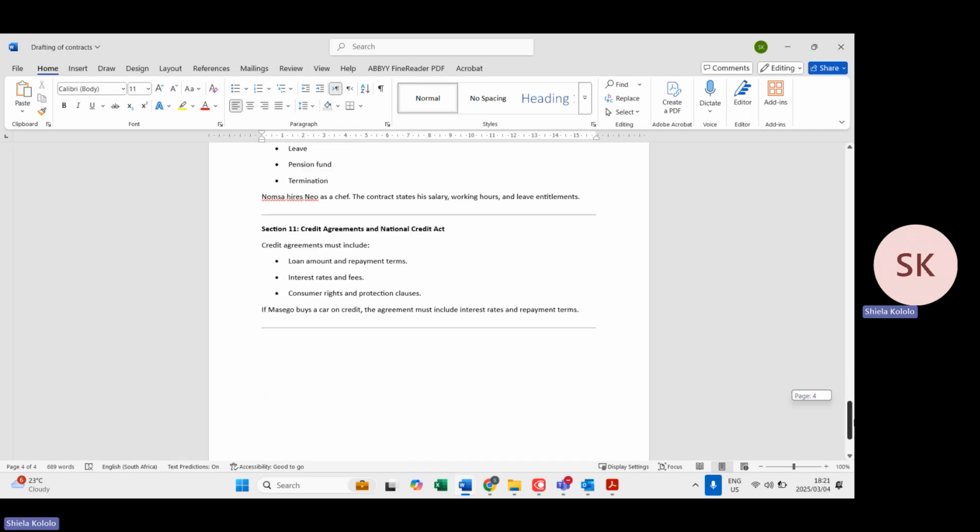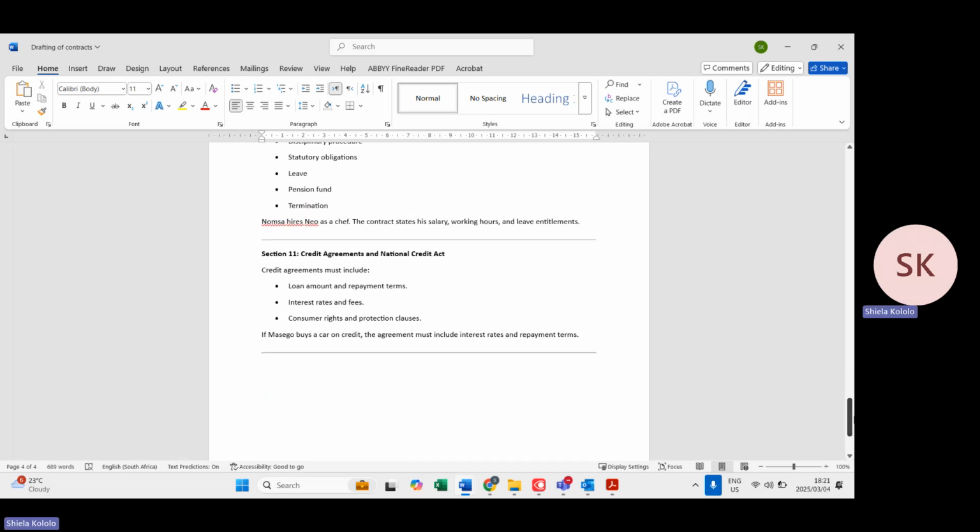And then we've got agreements, credit agreements, as well as the National Credit Act. So a credit agreement includes things like loan agreements and repayment. A credit agreement basically must include loan amount, repayment terms, interest rates and fees, consumer rights, and protection clauses. I do not necessarily think they would ask you to draft this, but they might ask you to draft a section 129 of the National Credit Act letter of demand. I will also share that with you guys on the group. So that's it for contract.